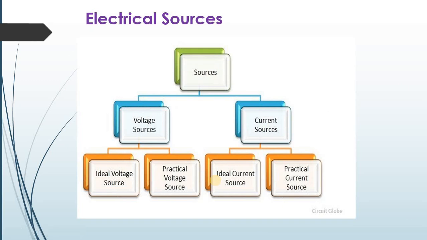Then let us see electrical sources. The electrical sources are divided into two types, voltage source and current source. Again, voltage source and current source are divided into ideal voltage source, practical voltage source, ideal current source and practical current source. We will see step by step what is the ideal voltage source and practical voltage source, and what is the ideal current source and practical current source.